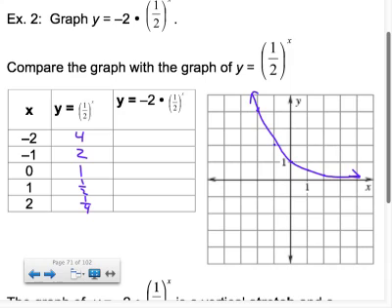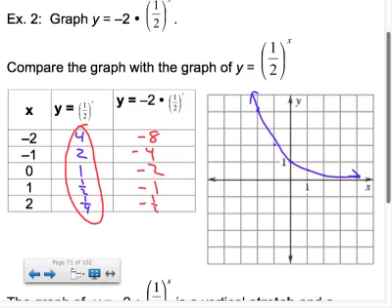Then the other one: we're multiplying everything by -2, so I'm going to multiply this whole column by -2. It becomes -8, -4, -2, -1, and -1/2. So when x is -2, y is -8. Well, that's going to be off my graph.